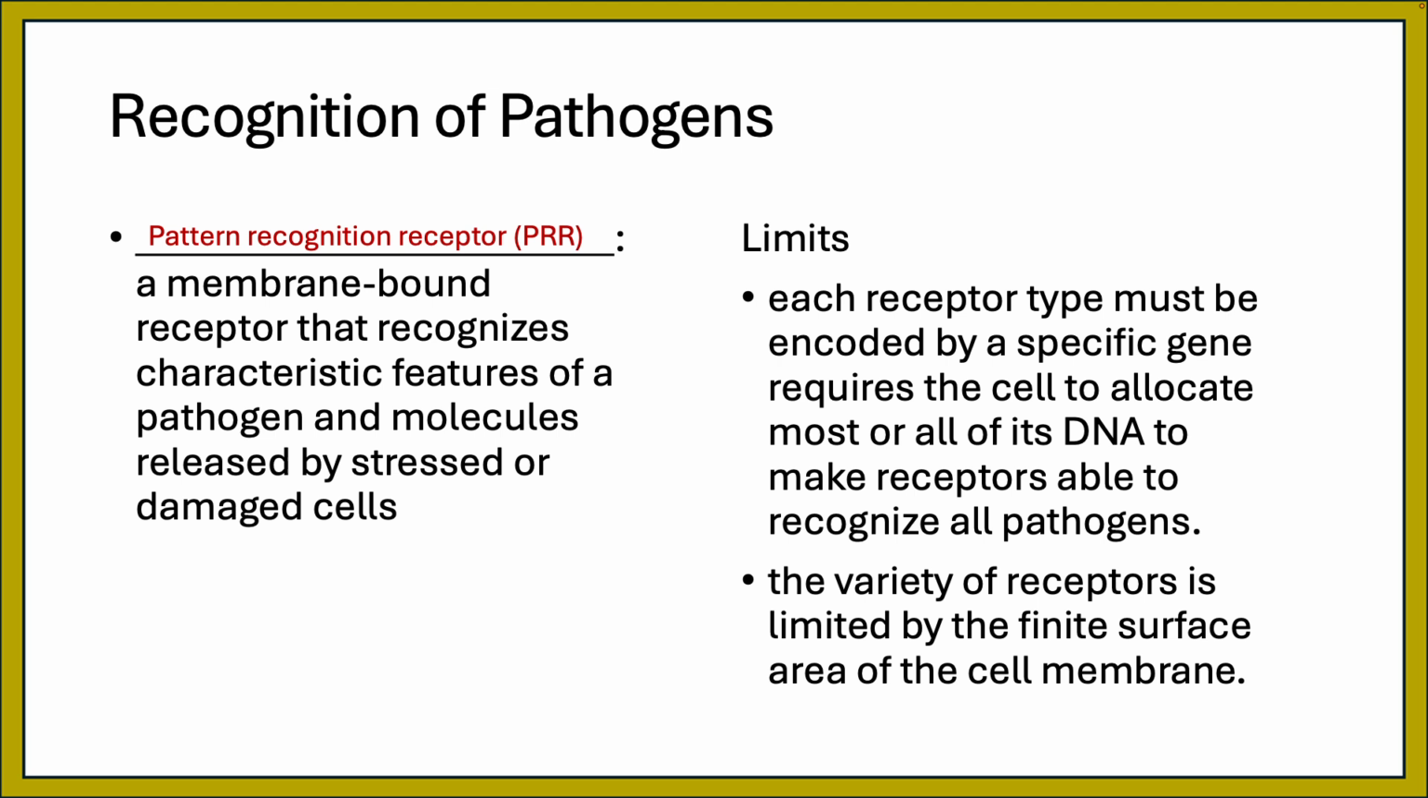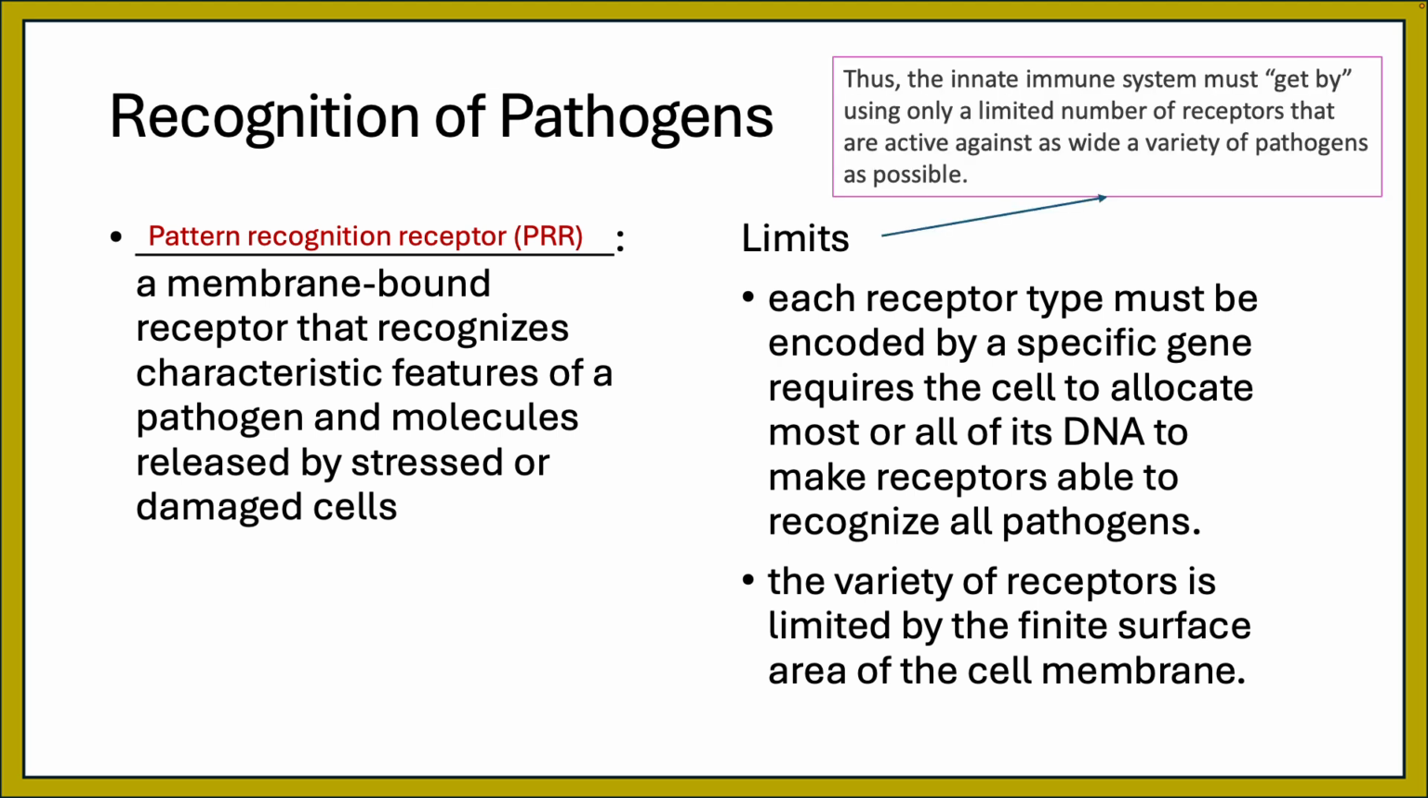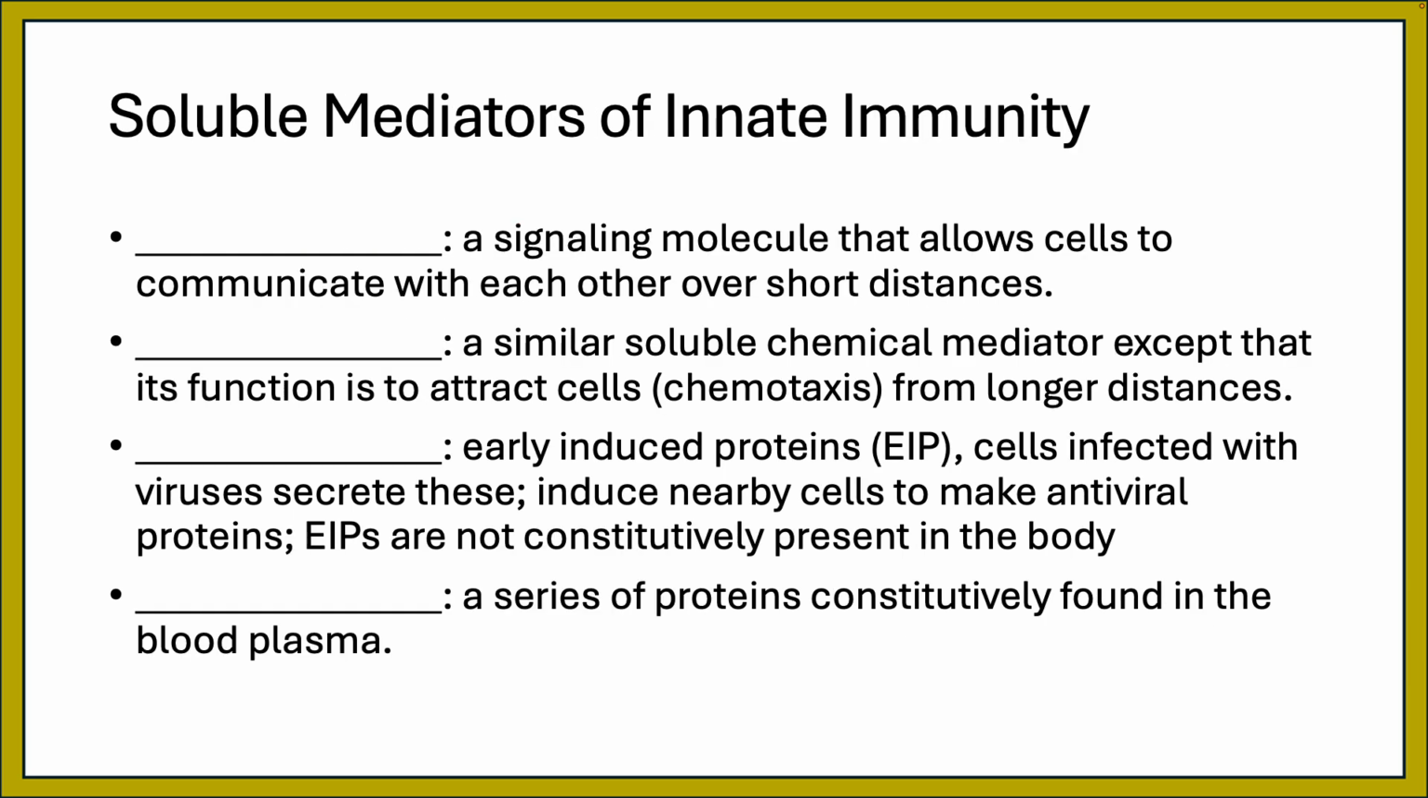Now, the adaptive immune response gets by this in a number of different ways. We'll talk about that in another video. But the innate immune system gets by on this limited number of receptors, but is still going to be active against a wide variety of pathogens, since many of these molecules that the pattern recognition receptors recognize are going to be shared by many different pathogens.